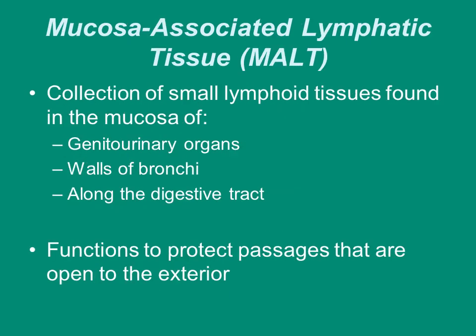The MALT or mucosa-associated lymphatic tissue. These are small areas of lymphoid tissue that's found in the mucosa areas of the genital urinary organs, along the walls of the bronchi, and also along the digestive tract. Once again, this is trying to help protect areas where you have openings to the exterior and you don't want something, once again, to penetrate into the body.